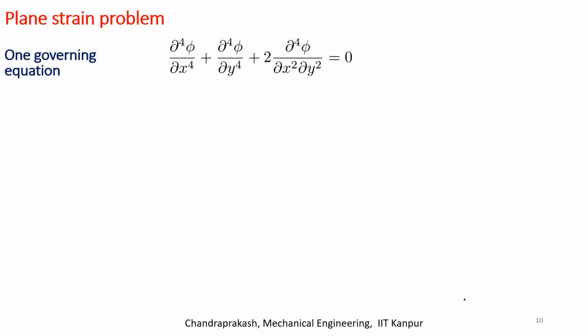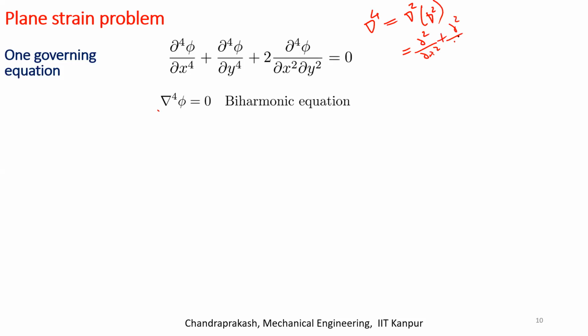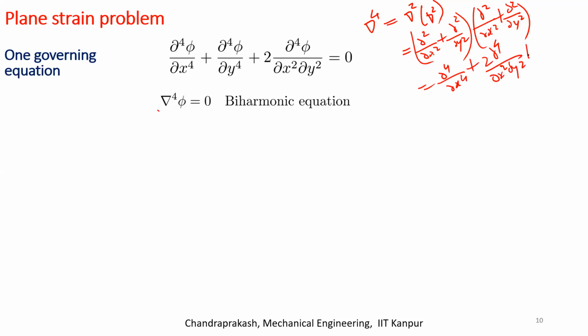And this equation is called the biharmonic equation. This del power 4 is nothing but del square times del square. What is del square? Dou square by dou x square plus dou square by dou y square, times dou square by dou x square plus dou square by dou y square. This is what? (a plus b) times (a plus b), so a square plus 2ab plus b square. So you'll end up with dou power 4 by dou x power 4 plus 2 dou power 4 by dou x square dou y square.